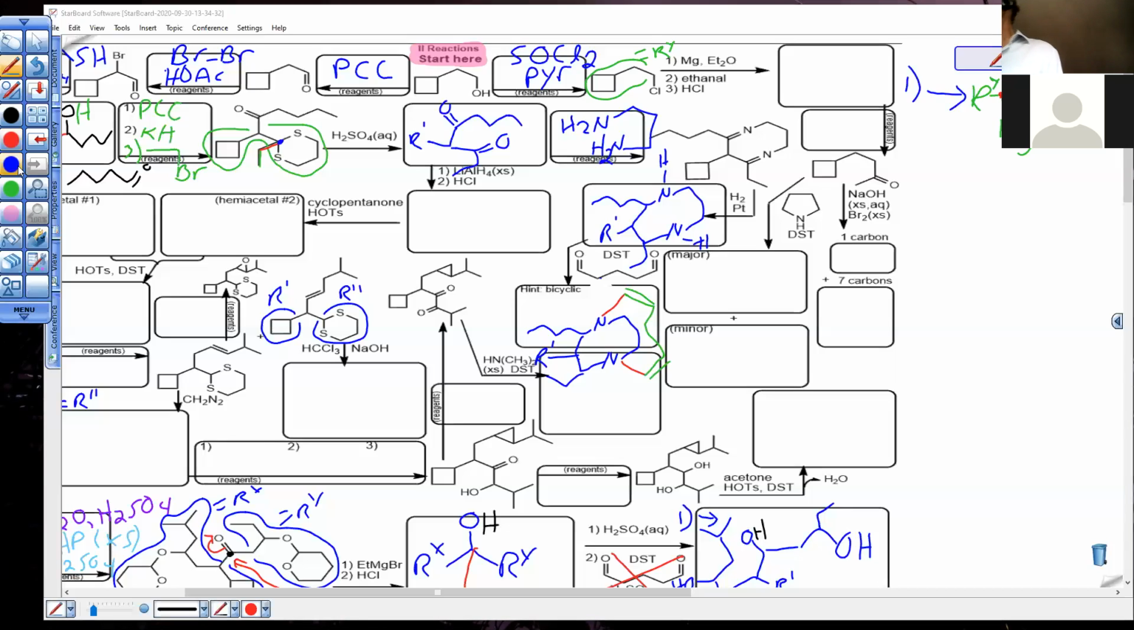Ethanal is a 2-carbon aldehyde, also known as acetaldehyde. You're going to get a new bond. So your RY is attached to a CH2, new bond to a carbon with an O-. Don't draw O-, draw O, and carbon. O- in step 3 becomes OH.